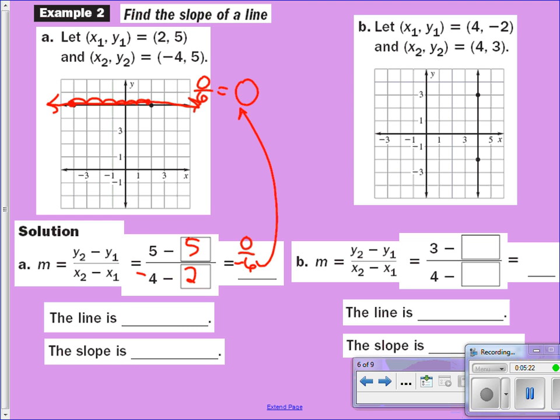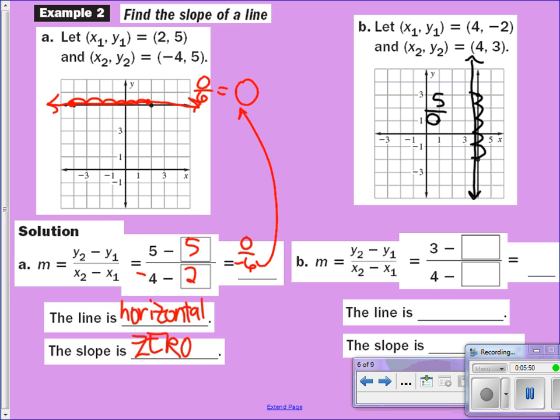So if the line is horizontal, the slope is 0. Now what about over here with this vertical line? Ooh, my board is not aligned. In this vertical line, how much do we rise? 1, 2, 3, 4, 5. We rise 5, and we run nowhere.